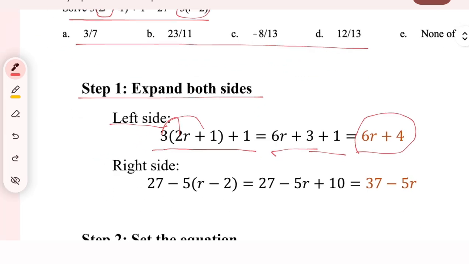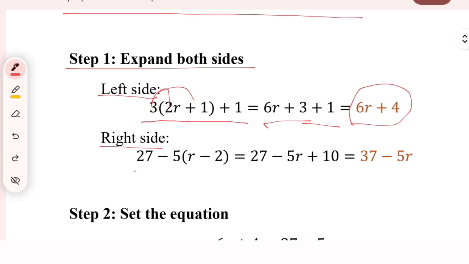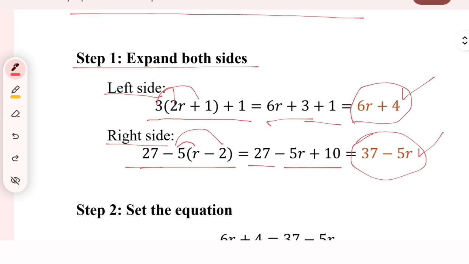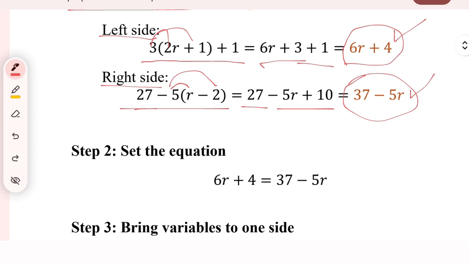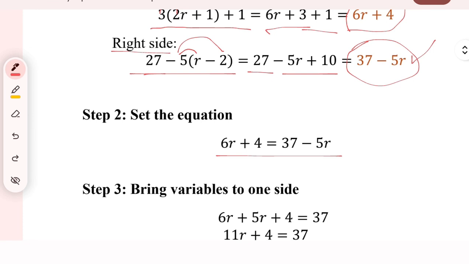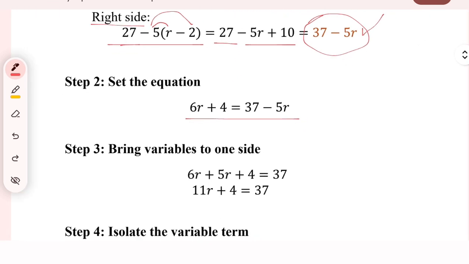Then let's expand the right side. The right side, we are given with this one. What we will do is we simply distribute 5 inside the parentheses. So it will be 27, which we just copy, and then 5r plus 10. And if you combine all the constants there, it would result in 37 minus 5r. So that would be from the left and that would be from the right, and your equation would now look like this. Our new equation, after expanding both sides, will become 6r plus 4 is equal to 37 minus 5r.